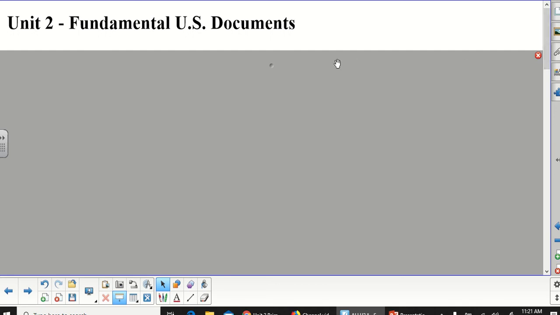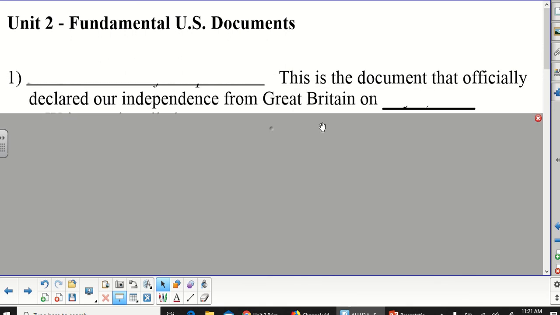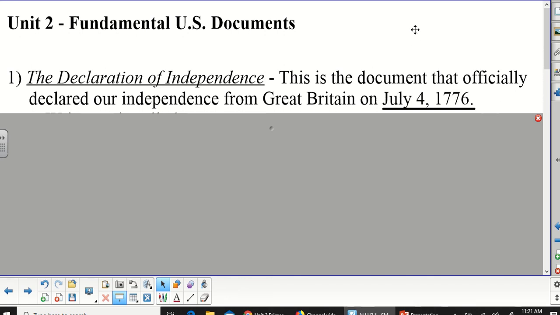So we're going in chronological order. So the very first one we're going to discuss is the Declaration of Independence. Now, the great thing about how we're taking these notes is that if I get going too fast, obviously you can just pause me. So make sure you get these written down in your notes.